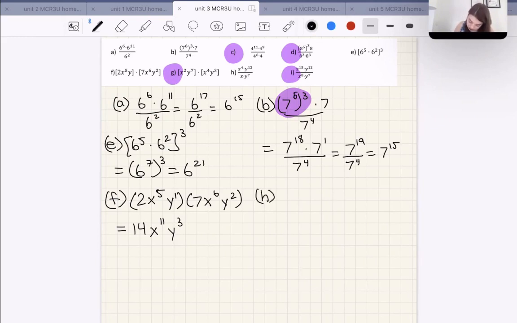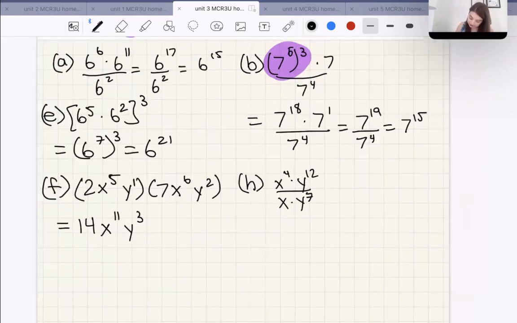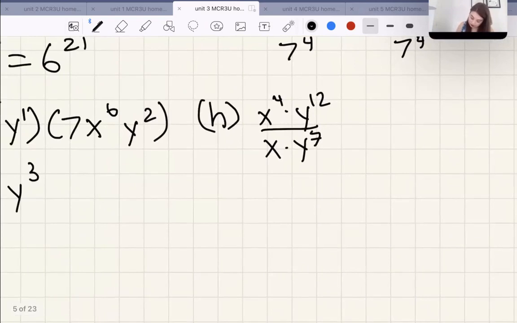Okay, so H says x to the 4 times y to the 12 over x times y to the 7. So let's see. X to the 4 over x would be x cubed, right? Because x is the same as x to the power of 1. And then y to the 12 over y to the 7 is just y to the 12 subtract 7, which is 5. So y to the power of 5, and that's our final answer there.